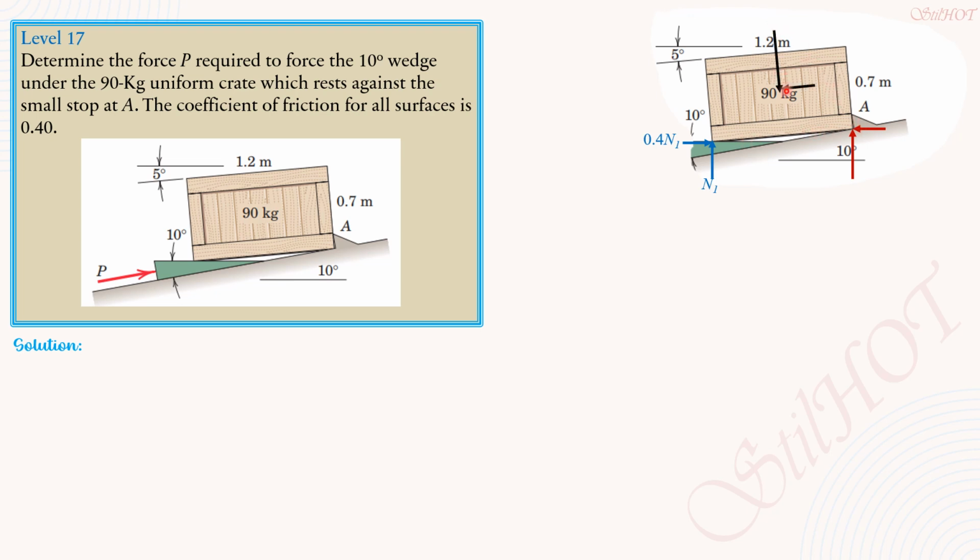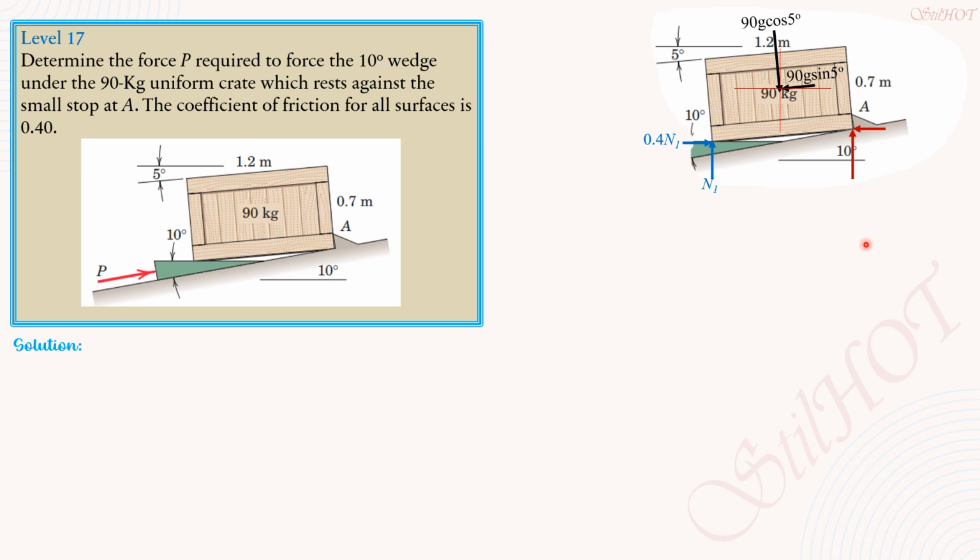So we have this component which is perpendicular to the top and bottom edges of the crate. So this is 90G and this is 90G cosine of 5 degrees. Let's superimpose the horizontal and vertical axis. So these components of the weight parallel to the edges of the crate would be 90G cosine of 5 degrees, and this one is 90G sine of 5 degrees. The moment arm of 90G cosine 5 degrees is half of 1.2, so 0.6, while the moment arm of 90G sine 5 degrees is half of 0.7, 0.35.